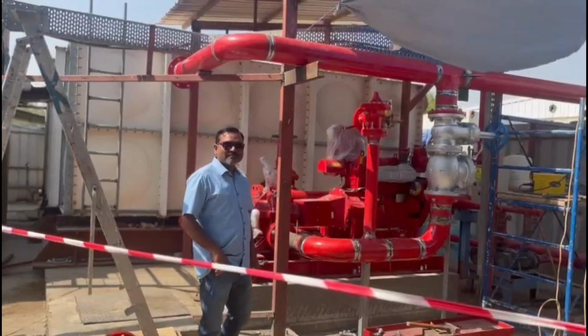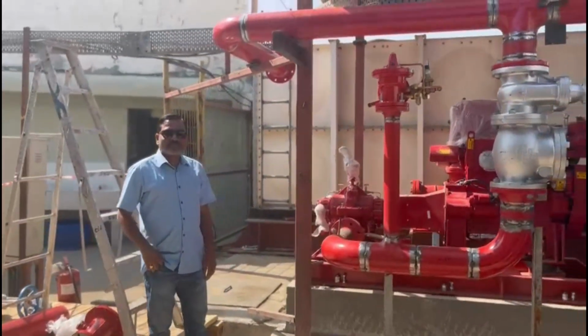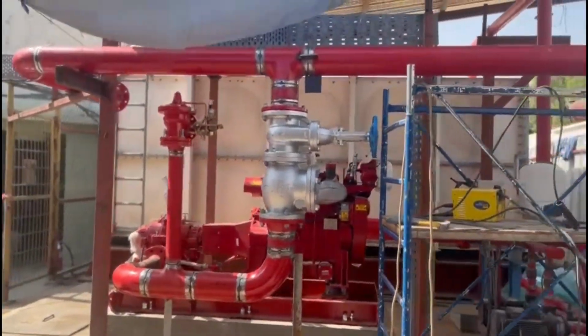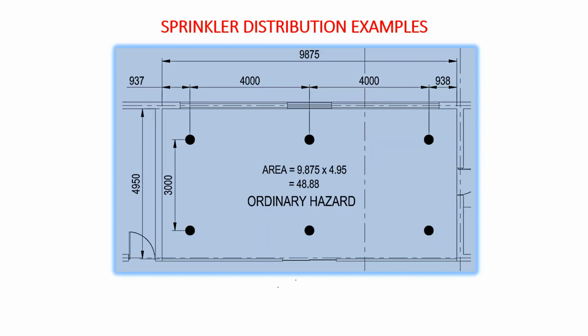In this video, I have covered sprinkler maximum spacing and the maximum area covered by each sprinkler. In the next videos, we will cover topics like the maximum area that can be covered by one system riser, the required distance between sprinklers and walls, and how sprinklers are distributed in a given room or a given area.